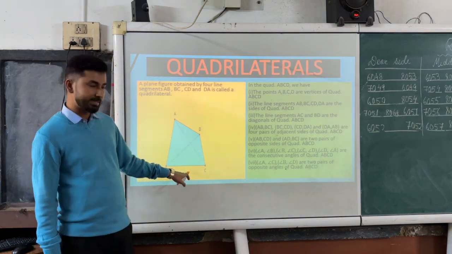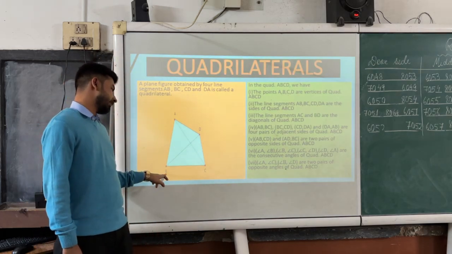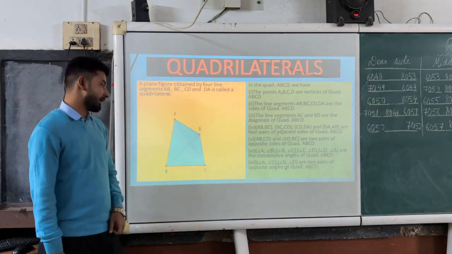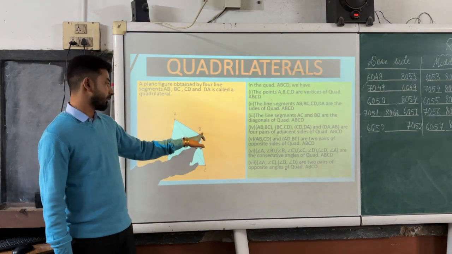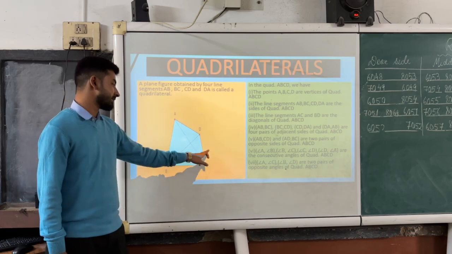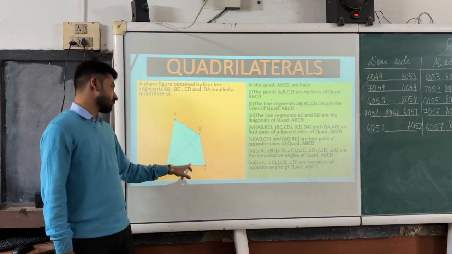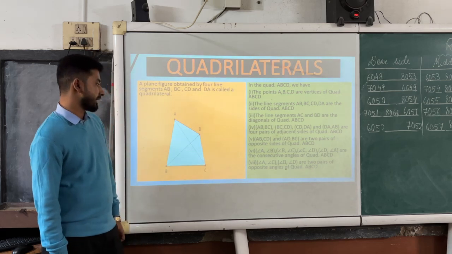Similarly, side BC has 2 endpoints, endpoint B and endpoint C. Side CD has 2 endpoints, endpoint C and endpoint D. These 2 sides share a common endpoint which is endpoint C. So these 2 sides are called adjacent sides.